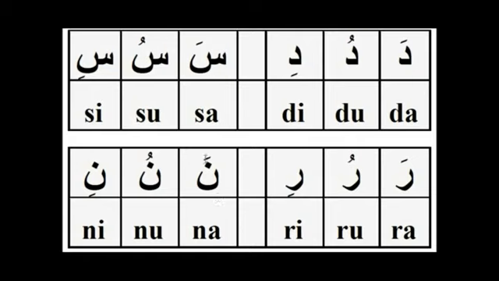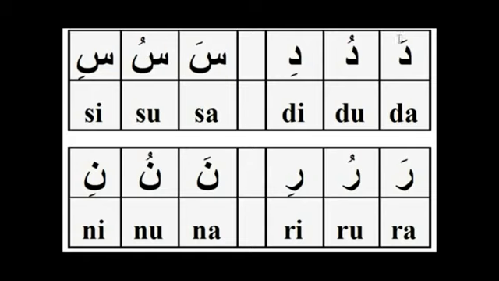Here we can see the example of the noon. Here's the fatha above the noon, making the sound na. Here the dhamma above the noon, making the sound nu. And here below the noon is the kasra, making the sound ni. Na, nu, ni. That would be the long vowel, but the short vowel is na, nu, ni. So this concept is very simple, just like we did the long vowels. These are simply the short vowels.